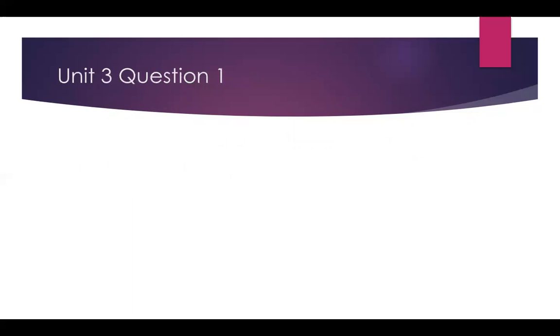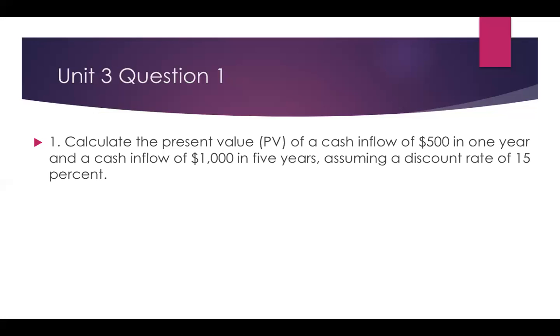So from Unit 3, Question 1, calculate the present value of a cash inflow of $500 in 1 year and a cash inflow of $1,000 in 5 years, assuming a discount rate of 15%.